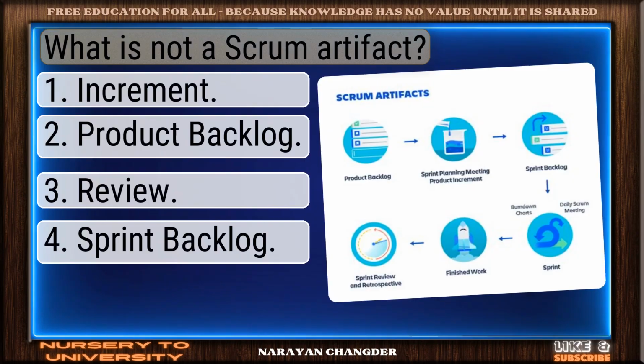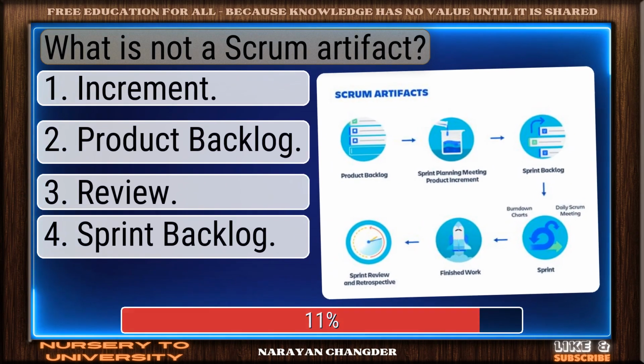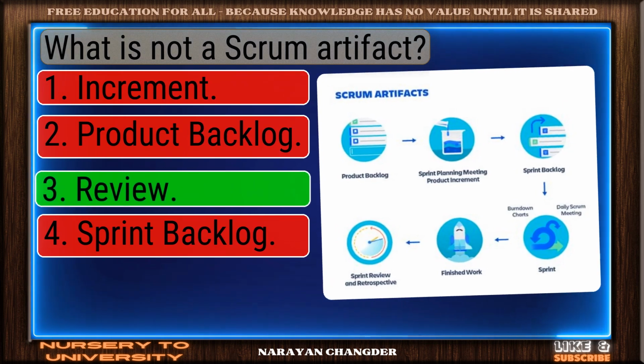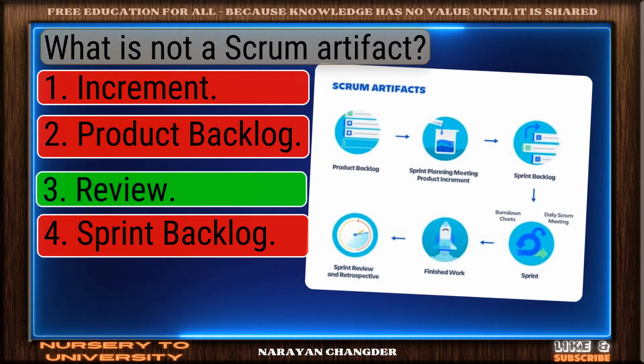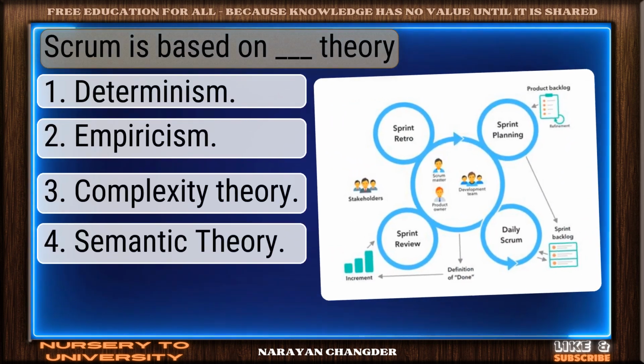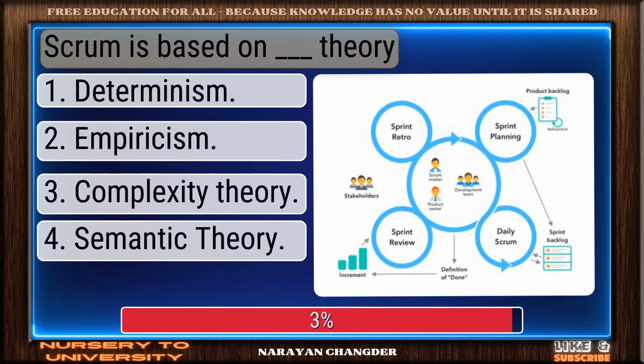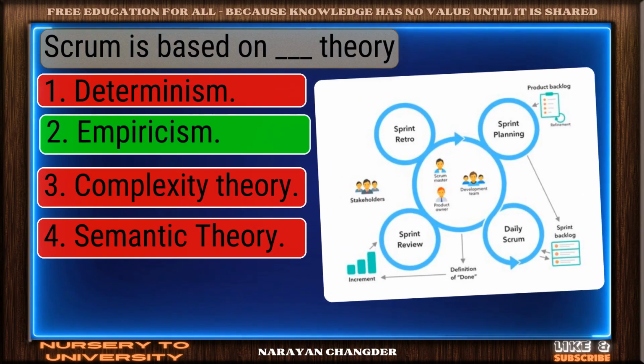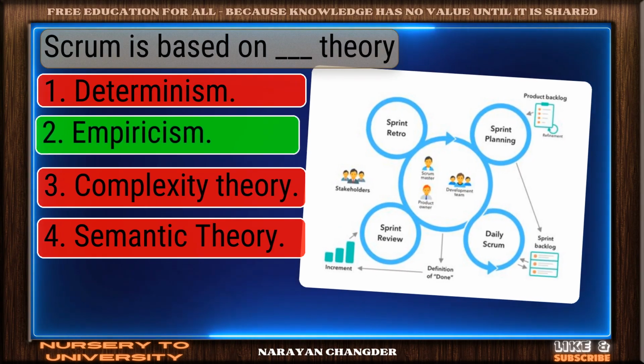Question number 31. What is not a Scrum artifact? You're right. Review is the correct answer. Question number 32. Scrum is based on dash theory. Smart move. Empiricism is an accurate answer.